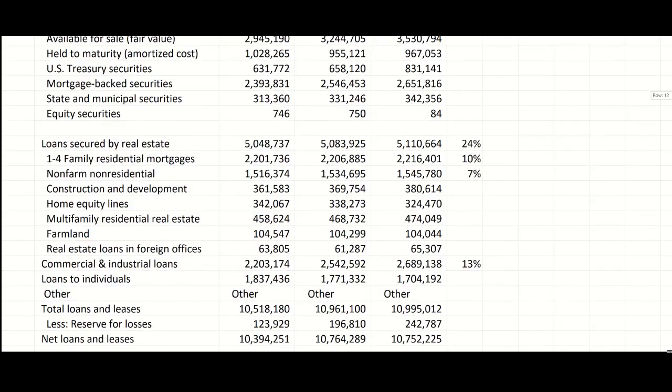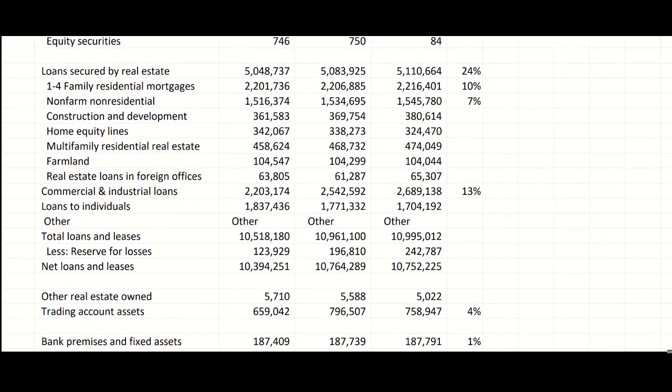Now let's look at the loan portfolio. Here you've got loans secured by real estate. I had mentioned somewhere in the video that you can have loans, and the loans may be used for various reasons. But if they're secured by real estate, that might be the common denominator on how they're classified. So we look at 1 to 4 family residential mortgages. Well, that's obvious what they are. That's 10% of assets overall. And we go down, we look at commercial and industrial loans, about 13%.